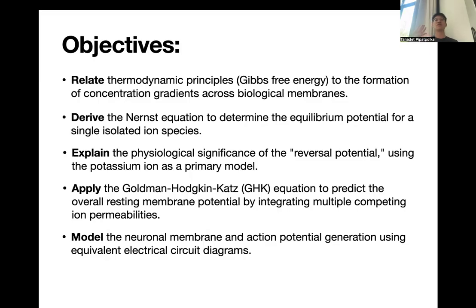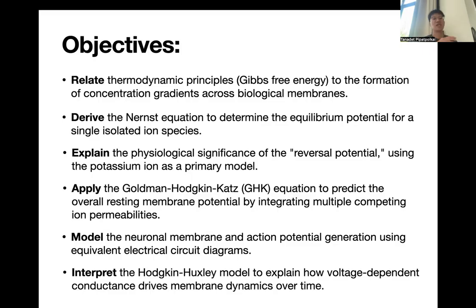We will look at how to model the neural membrane. So how can we think about the axon, and how can we generate an action potential using circuit diagrams? And lastly, we'll think about how we can interpret the Hodgkin-Huxley model and explain how voltage-dependent conductance can drive membrane dynamics over time. So how can the different conductance of each ion lead to action potential firing over a period of time?